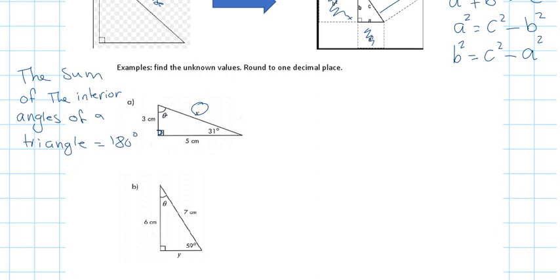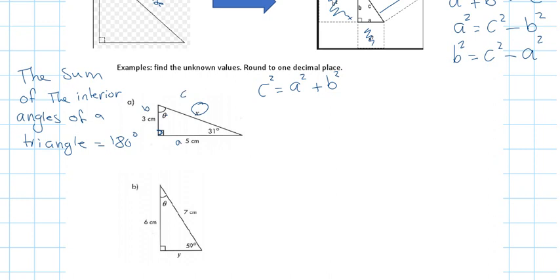8 centimeters. How did you find that? Because I added 3 centimeters plus 5 centimeters, and it's 8 centimeters. But what's my formula? A squared. Our formula is C squared equals A squared plus B squared, right? Yes. So remember, this is my A, this is my B, this is my C.